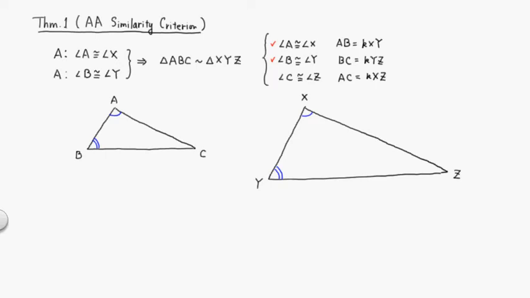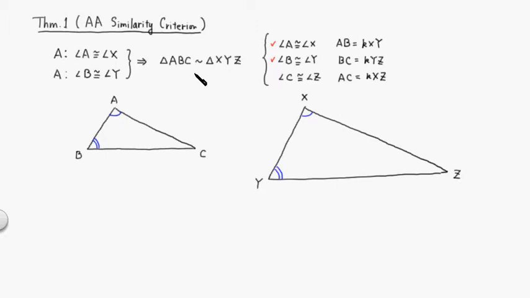Okay, let's look at Theorem 1, the AA Similarity Criterion. Right, so it states this: if angle A is congruent to angle X and angle B is congruent to angle Y, then triangle ABC is similar to triangle XYZ. Right?